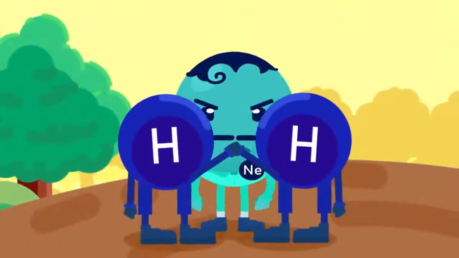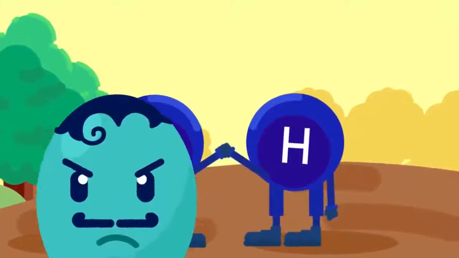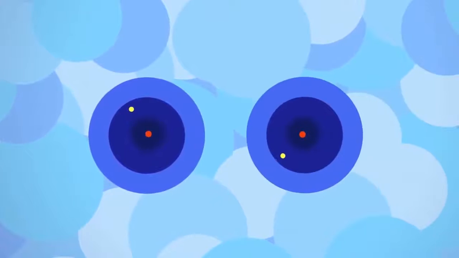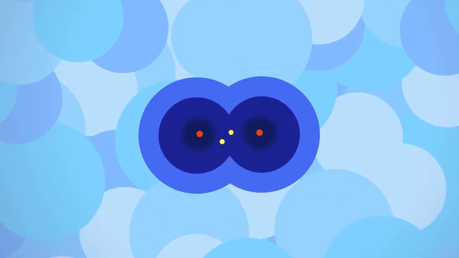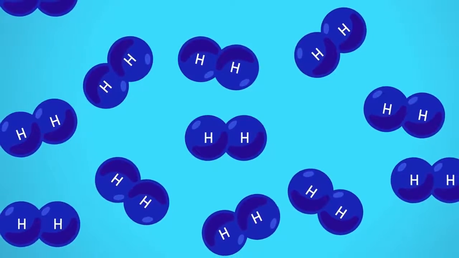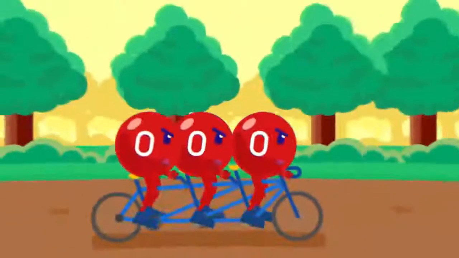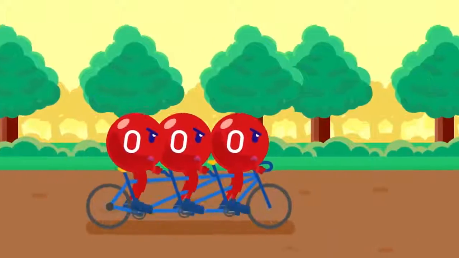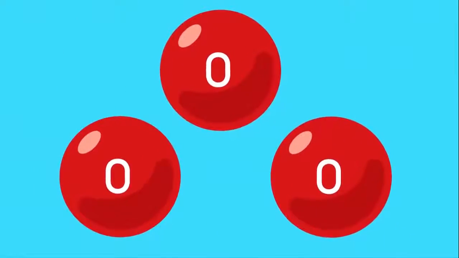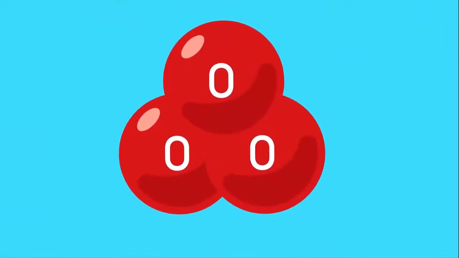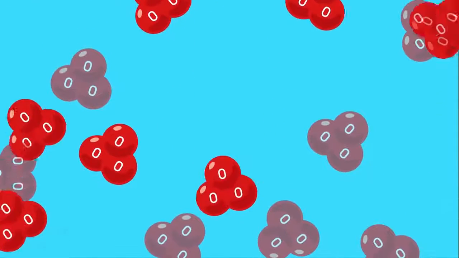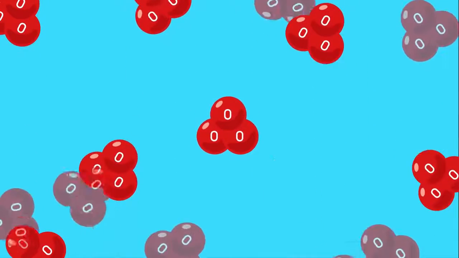Diatomic meaning that the molecules are formed by the combination of two atoms. For example, a hydrogen molecule is formed by two hydrogen atoms chemically combined. This is how the hydrogen molecule is found in nature and can be denoted as H2. Polyatomic meaning that the molecules are formed by the combination of three or more atoms. For example, an ozone molecule is formed by the combination of three oxygen atoms. This is how the ozone molecule is found in nature and can be denoted as O3.